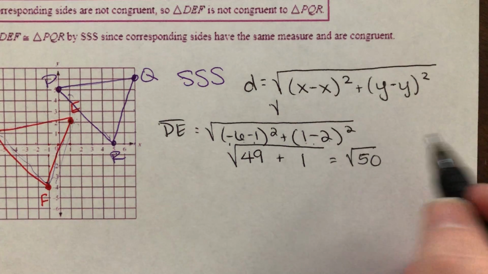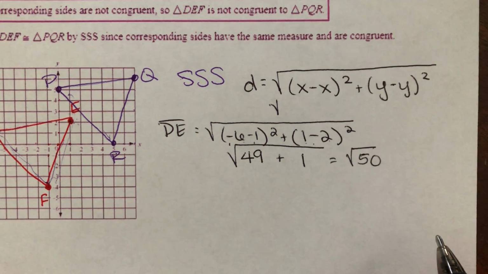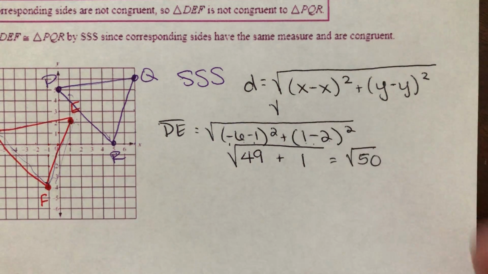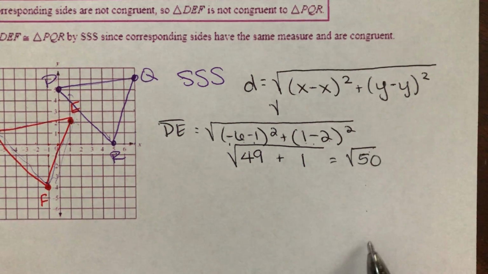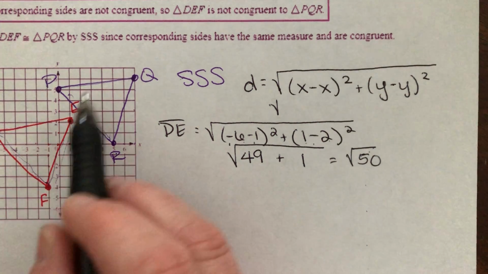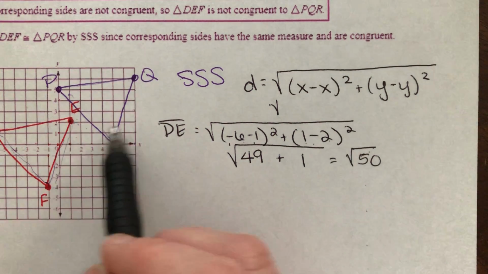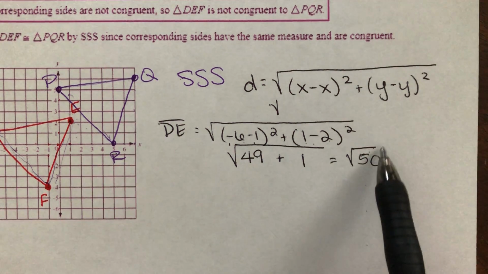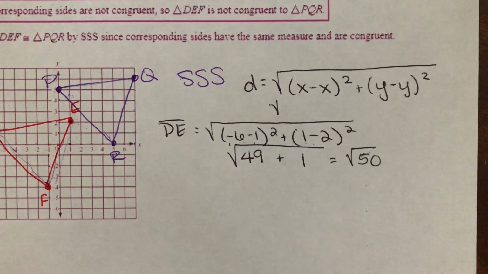If I actually take the square root of 50, I get a long, drawn out decimal. And I don't really care what the number is at this point, so I don't need to change it to a decimal. I'm just going to be comparing it to the other sides, right? Is there a side in this triangle that has a length of square root of 50? That's what I care about. So I don't care what the number is, just is it the same as another?